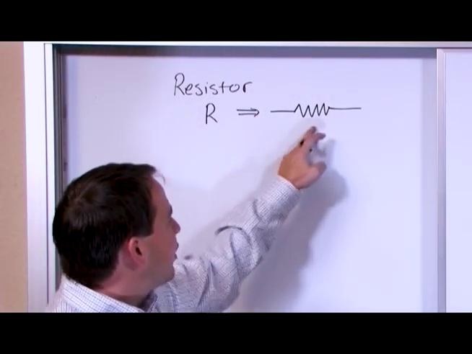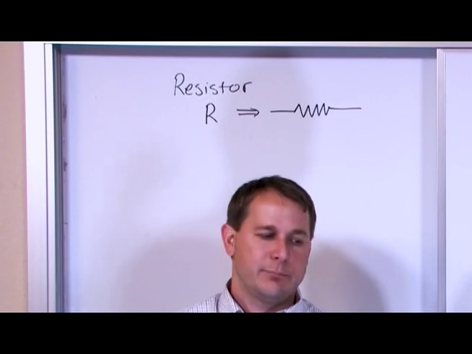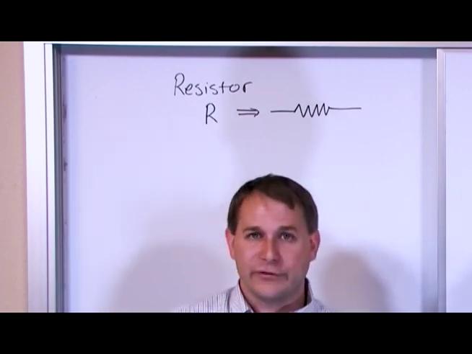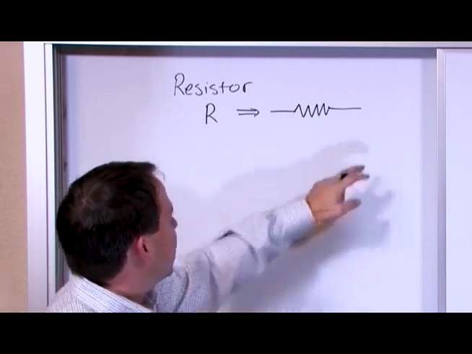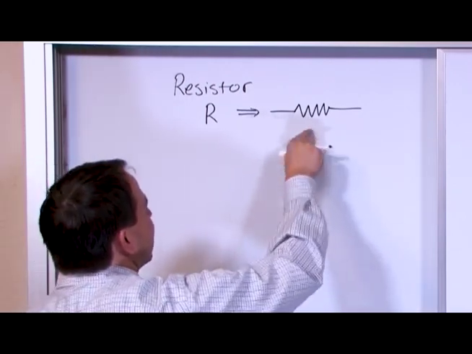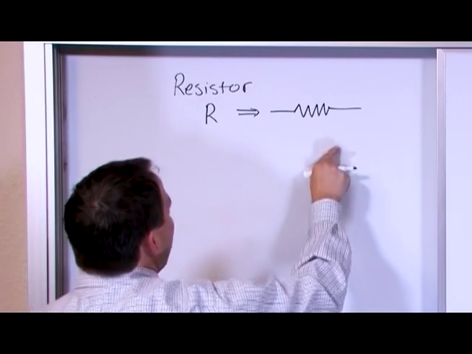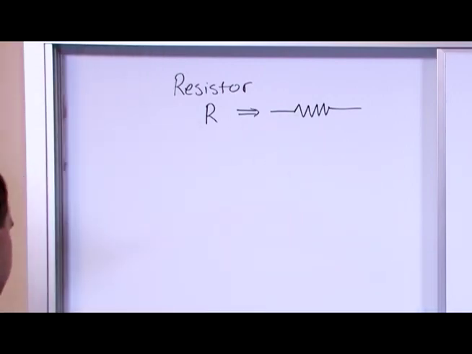So the little scrunched up wire is sort of trying to tell you that it's presenting an obstacle to the current, and that's kind of why it's all bunched up. Now, of course, the resistor is not constructed with up and down wires. This is just the electrical symbol for it.